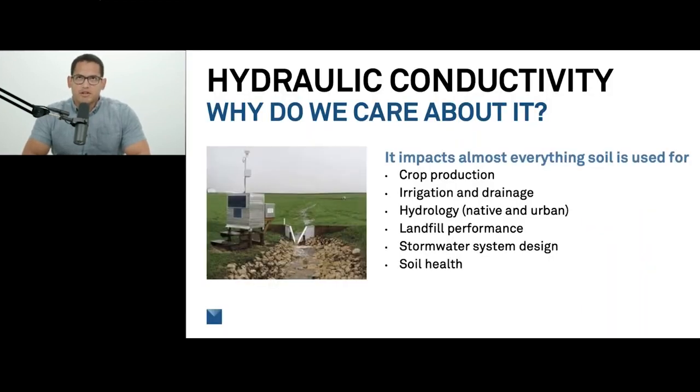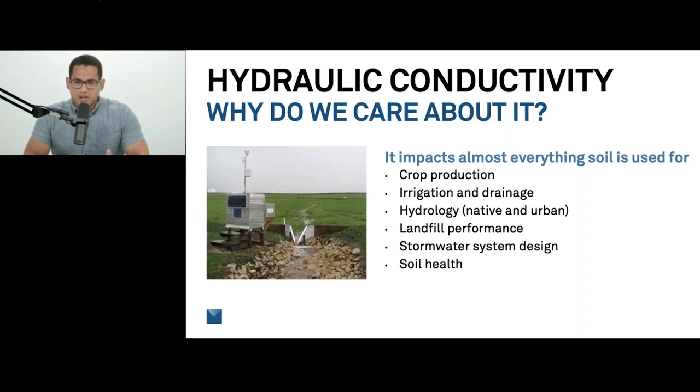Before we dive into the data and the interpretation of the data, I always like to start with this question: why do we care about hydraulic conductivity? Well, it impacts almost everything soil is used for. It impacts things like crop production, whether it has to do with water storage and water getting into the profile, or the risk of things like erosion. It impacts irrigation and drainage decisions, understanding at what rates we can irrigate and how water moves through the vadose zone, especially if we're doing drip irrigation and things like that.